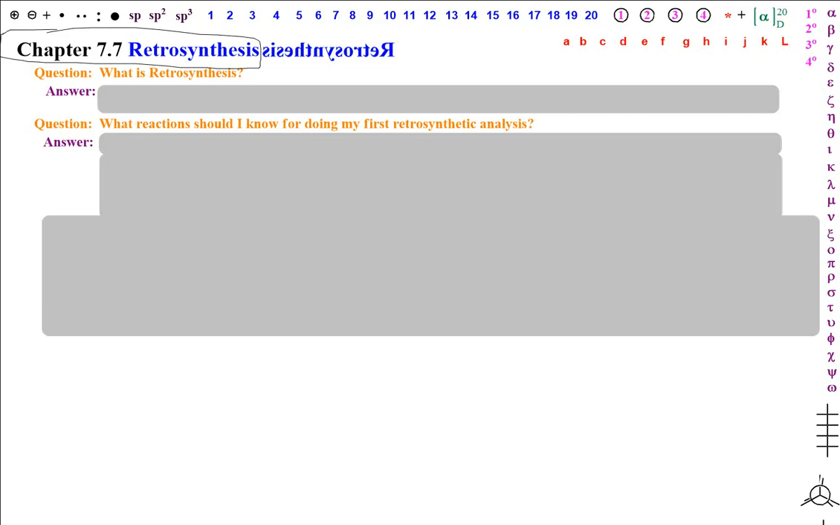In this video, we're going to explore what's called retrosynthesis. What is retrosynthesis, you ask? The name implies that it is a retro, which is backwards, synthesis. It's an analysis of a reaction sequence, but we're starting at the end. We call the end of the sequence the target molecule.